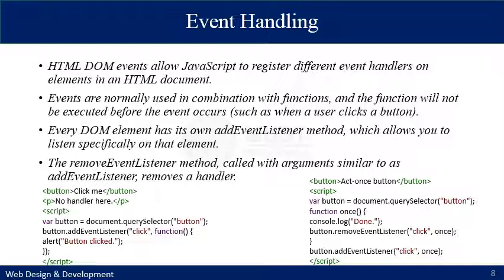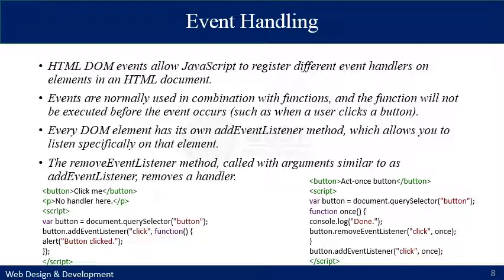So every DOM element has its own addEventListener method and removeEventListener method. The addEventListener method allows you to add the event, and it will listen specifically on that element on which you are adding the event. And removeEventListener will remove your event handler from that specific element.